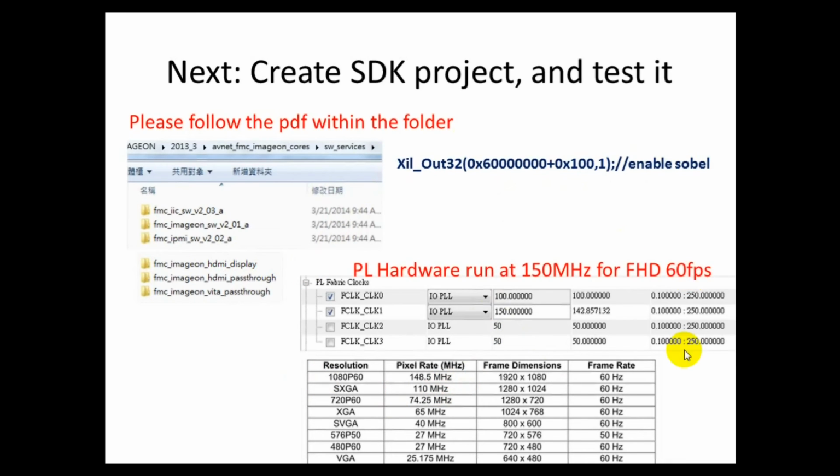And this is something we should notice. If we choose the clock for our design for the Sobel filter, it runs at 150 megahertz. So according to the document, if we run at least 148.5 megahertz, we can have full HD, 60 frames per second performance on the FPGA platform.